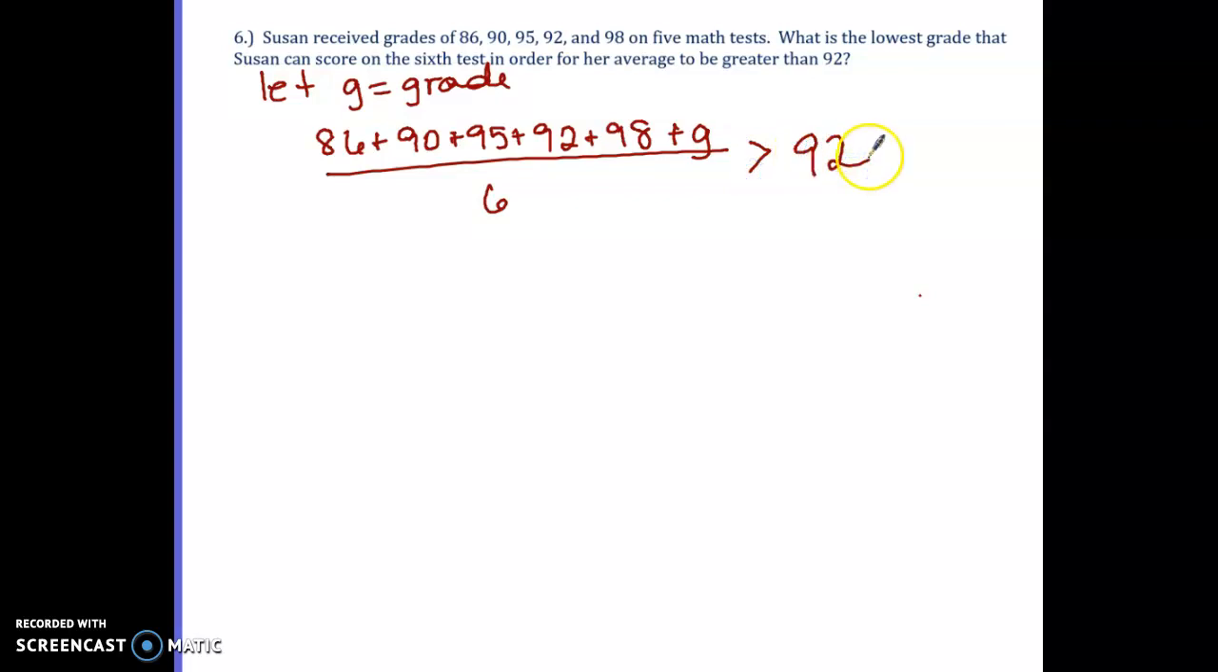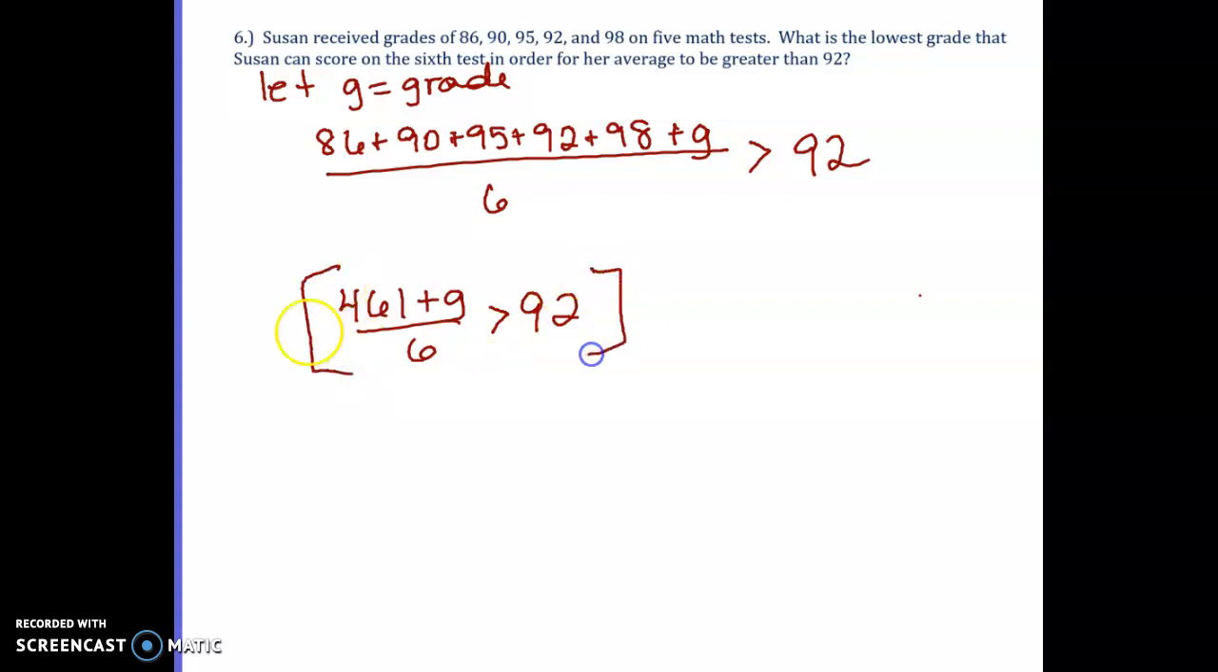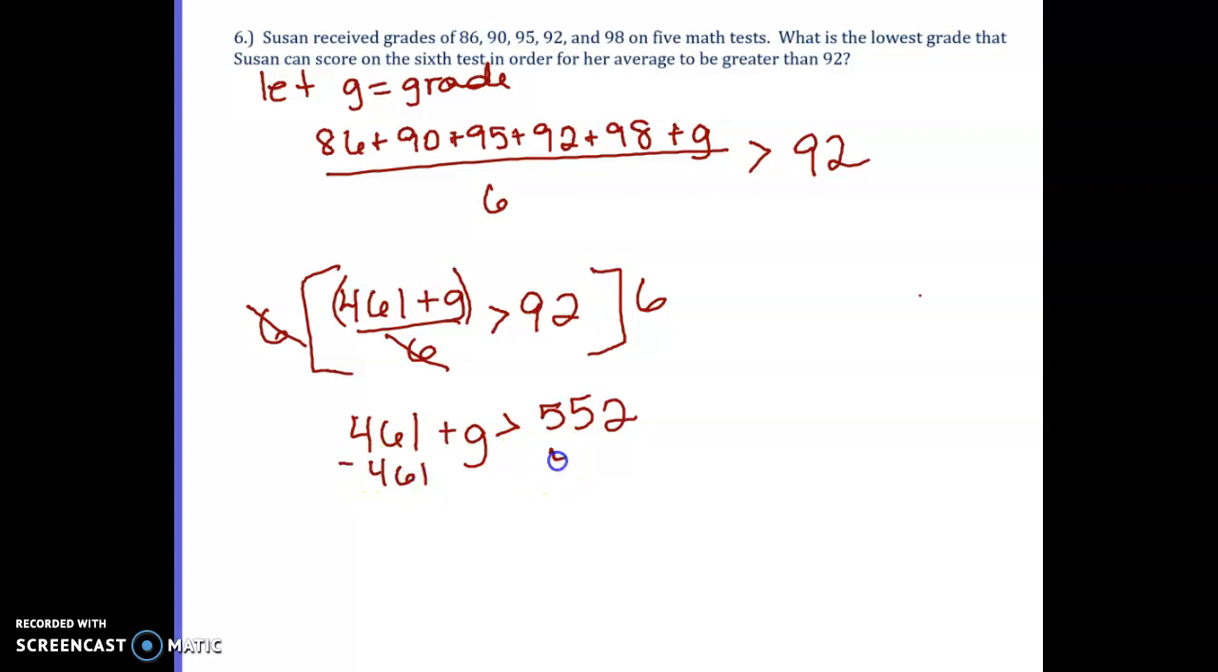All right, I add them all up, and I get 461 plus my G divided by 6 is going to be greater than 92. Now to get rid of my fraction, I'm just going to multiply both sides by 6. Okay, and when I do that, these will cancel out. So this is going to be 461 plus G is going to be greater than 552, because I multiplied this side by 6 as well. Now I subtract my 461 from both sides, and when I do that, G is going to be greater than 91.